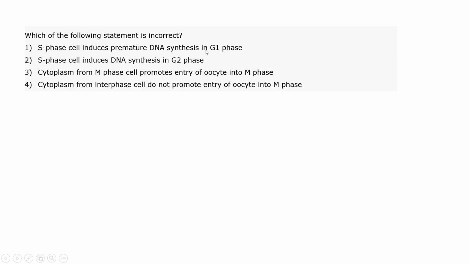Which of the following statements is incorrect? S phase cell induces premature DNA synthesis in G1 phase. S phase cell induces DNA synthesis in G2 phase. Cytoplasm from M phase cell promotes entry of oocyte into M phase. Cytoplasm from interphase cell does not promote the entry of oocyte into M phase. Which may be the answer? Which of the following statements is incorrect?